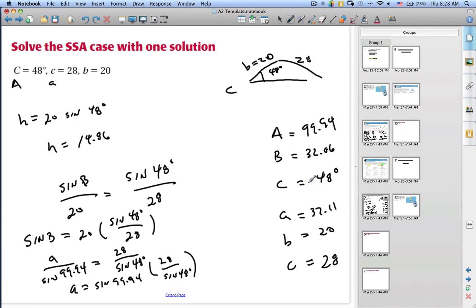37.11. Again, I want to check for validity. Longest side is opposite longest angle, right? The next longest side is opposite the next longest angle. The smallest side is opposite the smallest angle. This all makes sense. And I've solved my triangle.